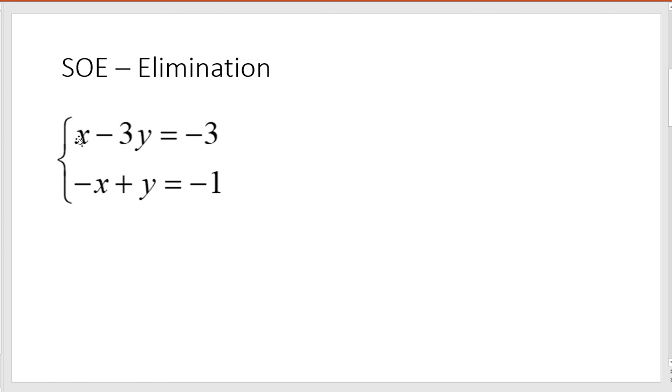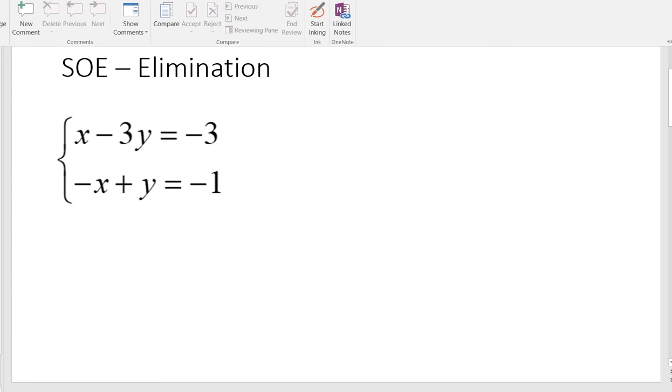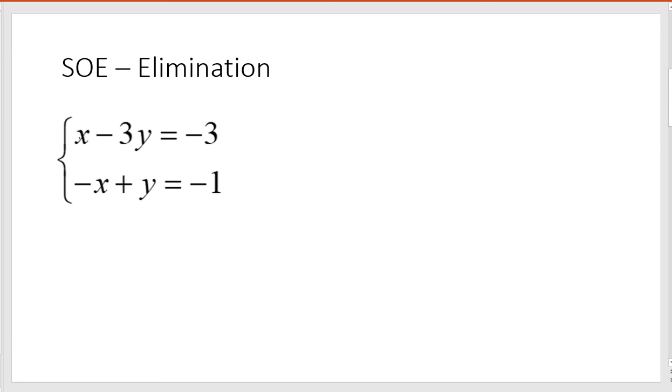Notice we have x minus 3y equals negative 3. We have negative x plus y equals negative 1. So what you should notice here is the x term and the other x term. This has a coefficient of 1. This has a coefficient of negative 1. I want you to think for a moment, what happens when you add 1 plus negative 1? What is 1 plus negative 1?